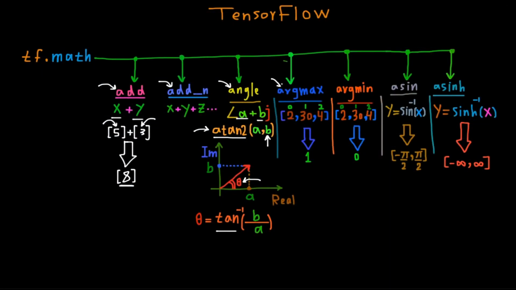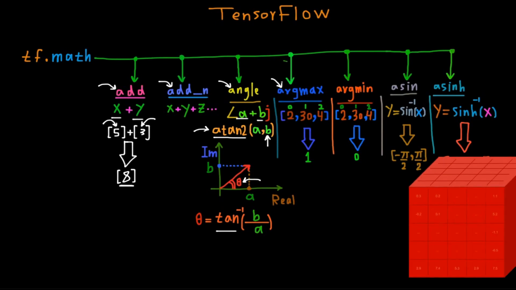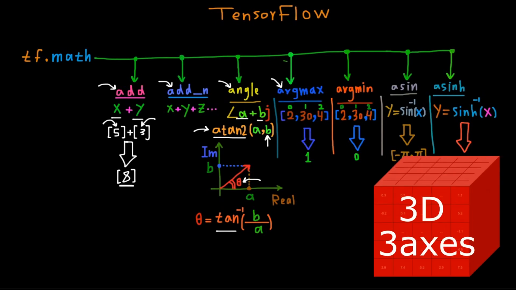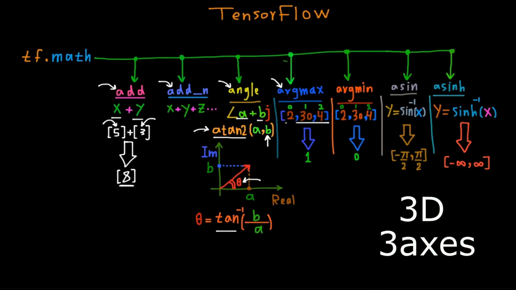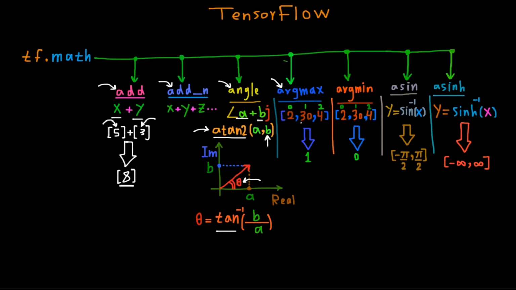Now let's take the argmax function. This function returns the index with the largest value across axes of a tensor. And by axes I mean the dimensions of a tensor. Let's say we have a tensor with just one dimension, and here's the index of each element in this tensor. As you can see here, the largest value in this dimension is 30. So the argmax function will return the index of this value, which is 1.